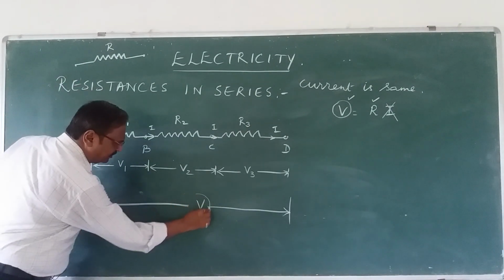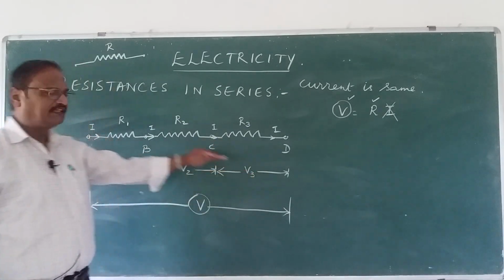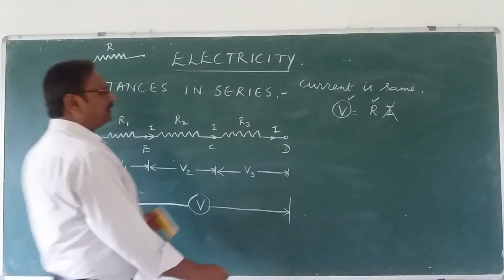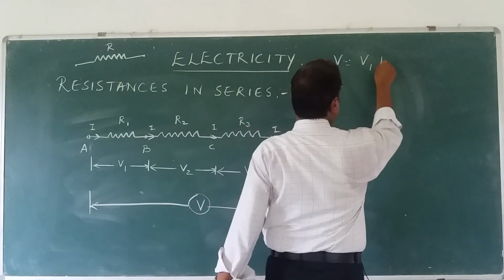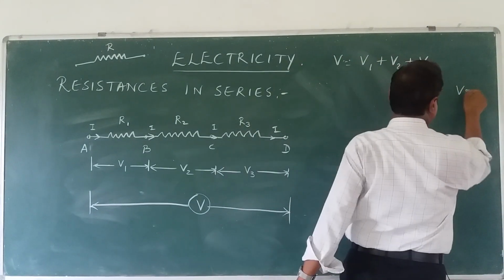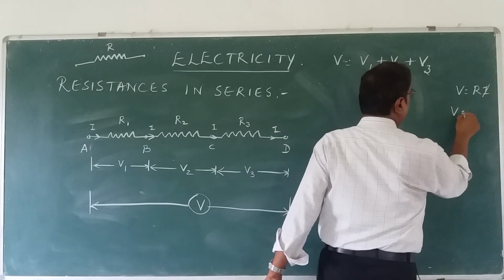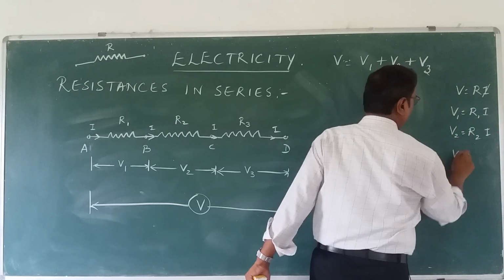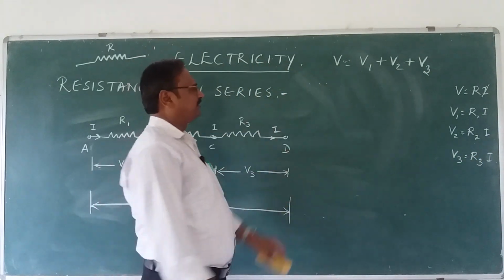So the total potential difference V is divided into V1, V2 and V3 across R1, R2 and R3. So what is the total potential difference? V is equal to V1 plus V2 plus V3. From Ohm's law, V is equal to R into I. So I being same, V1 is equal to R1I, V2 is equal to R2I, V3 is equal to R3I. Let me substitute it in this main equation.